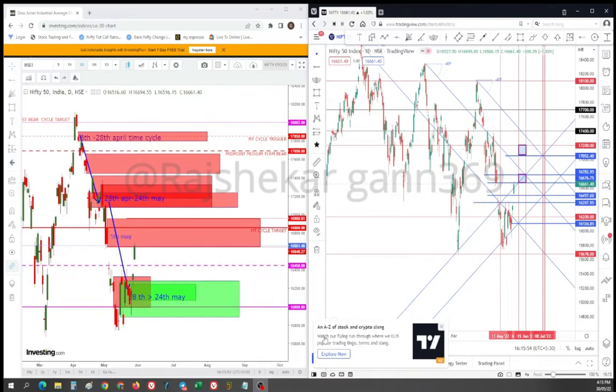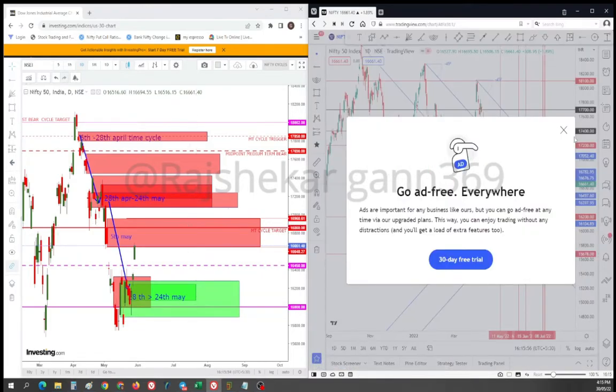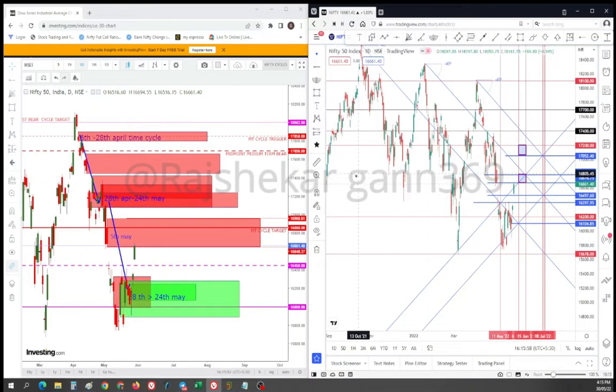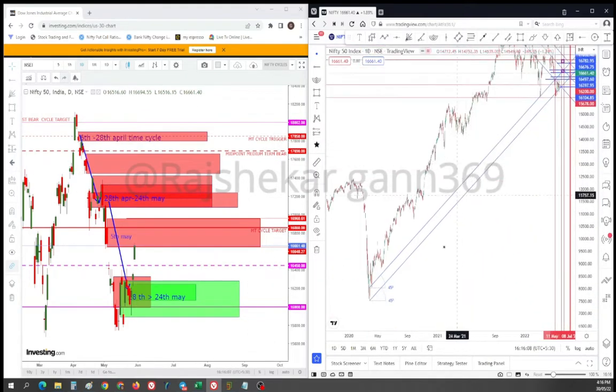So let's begin. I have two screens. On the right hand side, this is Gann Nifty geometry. On the left hand side, this is price and time cycles. So first let's begin with Nifty geometry.